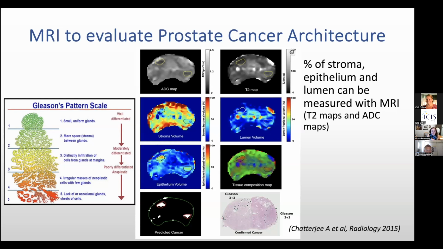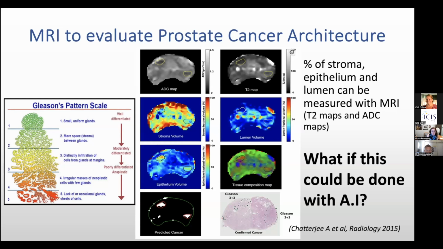So this is something that's evolving, and considering the maps that we get out of these new sequences, it's quite possible that AI will really help us depict exactly where these tumors will be and what the percentage makeup of the lumen, the stroma and the epithelium will be, and then help us predict what the pathology will be and where the borders will be.